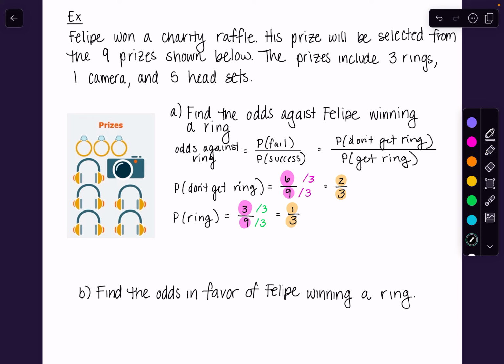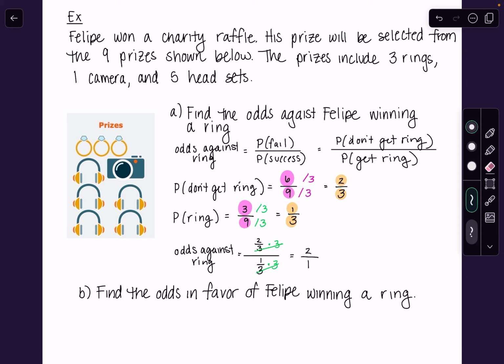So now when I go to find my odds against the ring or winning a ring, we put failure in the top, which is 2/3, and success in the bottom, which is 1/3. Okay? But we definitely don't like fractions and fractions. So what I'm going to do is we can always take the top and bottom and multiply it by the same number. In the same way we can divide by the same number. So if I multiply the top by 3 and the bottom by 3, I'm not changing anything. And what that does is it actually makes those 3's disappear and leaves us with 2/1.